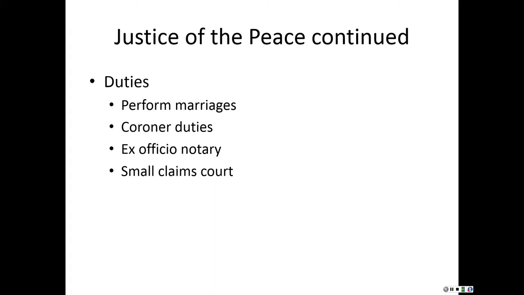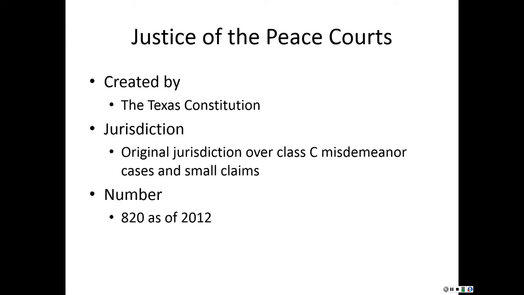Then you also have small claims court. The Justice of the Peace courts are created by the Texas Constitution. So again, their jurisdiction: they have original jurisdiction over Class C misdemeanors, and they have small claims. There are 820 Justice of the Peace courts as of 2012. What we have to realize is that the Justice of the Peace courts are divided into districts or precincts. It depends on population. A county can have no less than 1, but no more than 8. So this number can change.